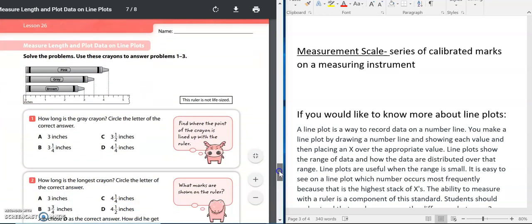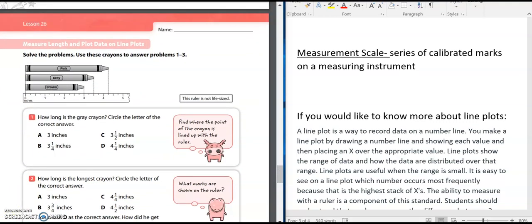Moving on. Ready to go to the next page. Measure length and plot data on the line plot. So we're going to solve questions 1 through 3. And you have crayons, and there is an inch ruler underneath that you are using to measure your crayons. So you start at your 0 mark and you go to your end point. Okay, this ruler is not life size, so don't think that it's like your ruler at home. It's adjusted for the paper size.